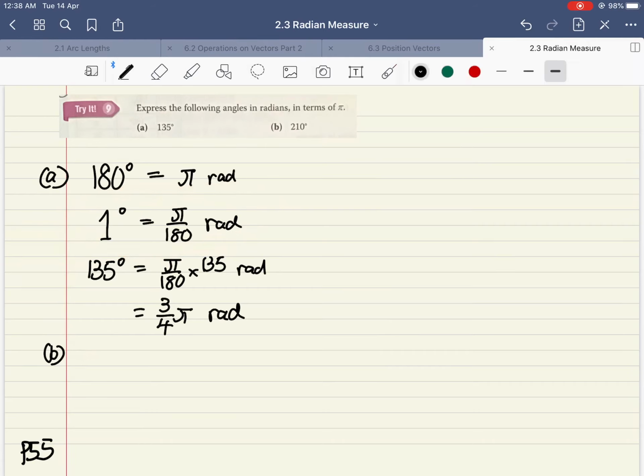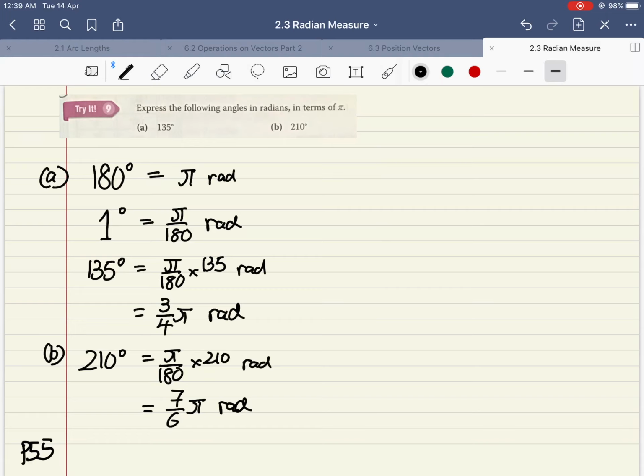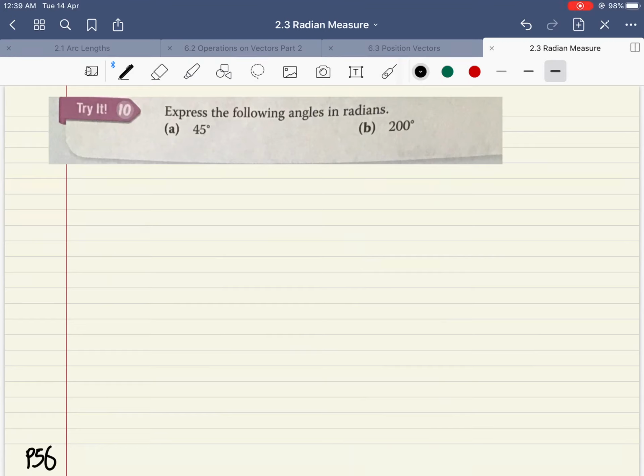Similarly for part B, I'll start from here. 210 degrees equals pi over 180 times 210 radians. If you use your calculator, you find that 210 over 180 gives me 7 over 6. Hence, it gives me 7 over 6 pi radians. So 135 degrees, the size of the angle, is the same as 3/4 pi radians. 210 degrees is 7 over 6 pi radians.